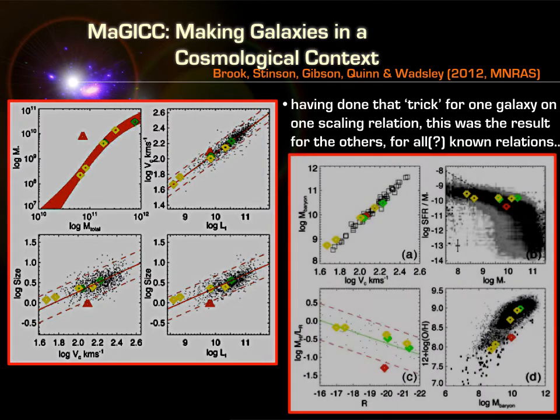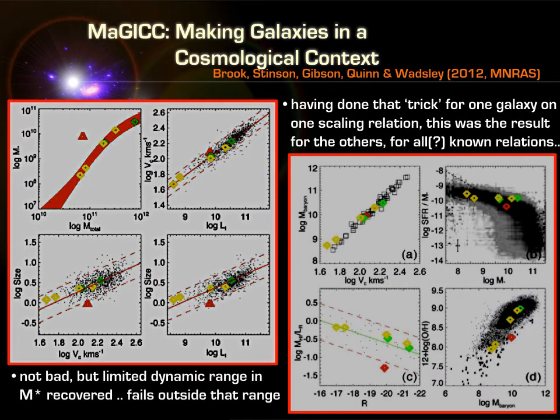And so again, that top left panel that you see there is the stellar mass halo mass relation. And having fixed one galaxy onto one scaling relation, the other 5 all naturally fell onto it over a couple of orders of magnitude of dynamic range in stellar mass. That was good. We didn't have to tune the other galaxies to get them on there. The other ones, at least over that dynamic range, naturally fell onto the relationship between stellar mass and halo mass.